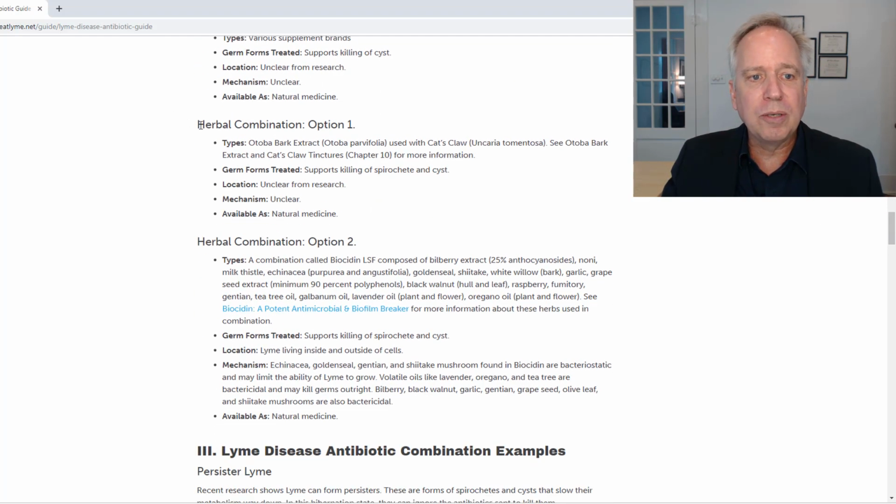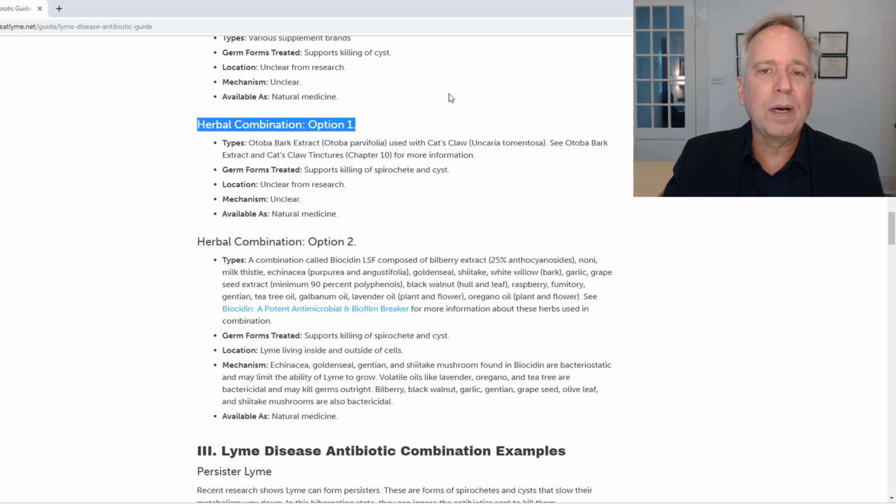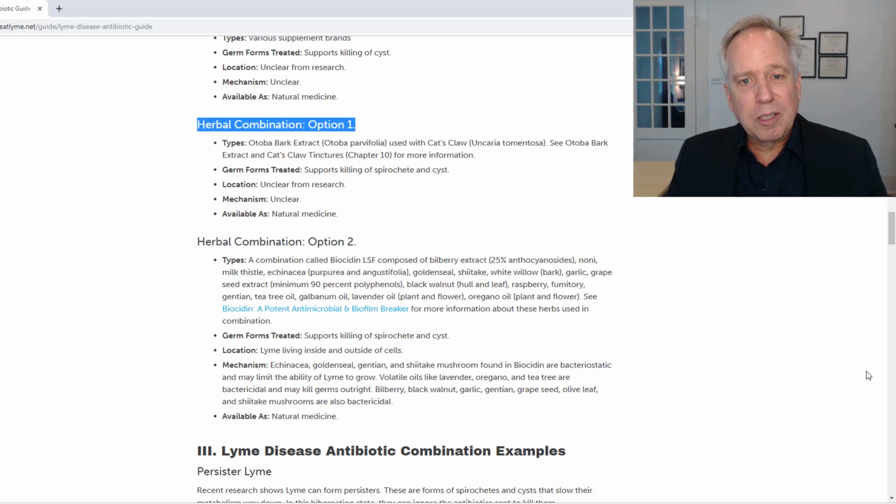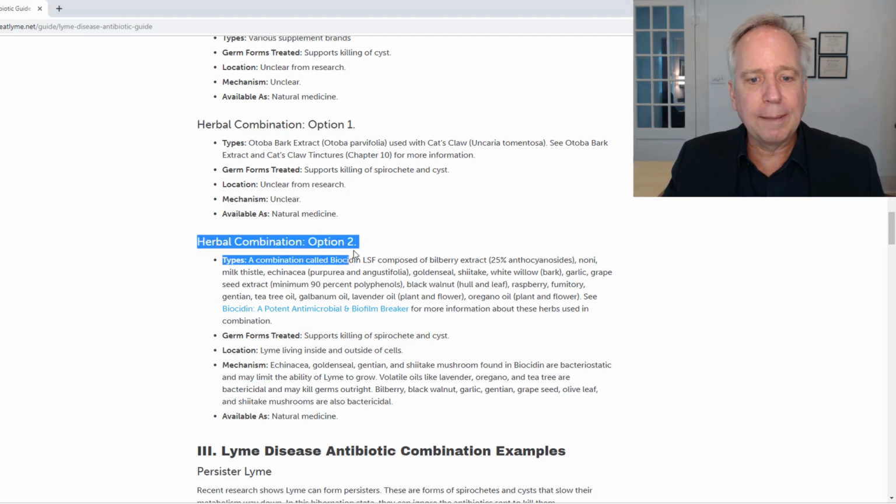Another thing I like to do is use an herbal combination. I call that option 1 here, using a cat's claw and otoba bark. Those two herbs have some pretty compelling petri dish experiments that show that they can treat the different forms of the Lyme germ. Based on clinical response, I think they treat intracellular Lyme as well too. And they also do another benefit, and they break down a slime layer that Lyme develops called a biofilm.